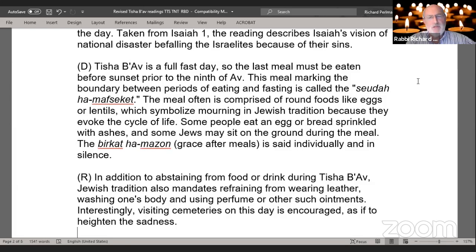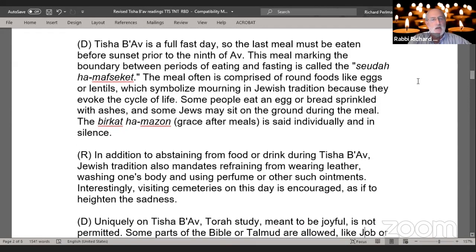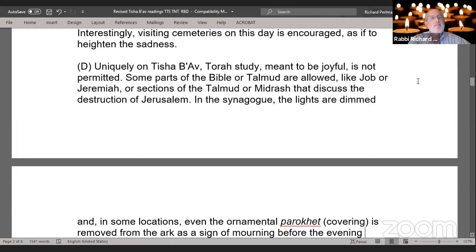In addition to abstaining from food or drink during Tisha B'Av, Jewish tradition also mandates refraining from wearing leather, washing one's body, and using perfume or other such ointments. Interestingly, visiting cemeteries on this day is encouraged, as if to heighten the sadness. Uniquely on Tisha B'Av, Torah study meant to be joyful is not permitted. Some parts of the Bible or Talmud are allowed, like Job or Jeremiah, or sections of the Talmud or Midrash that discuss the destruction of Jerusalem.